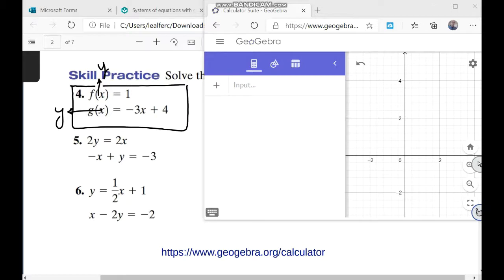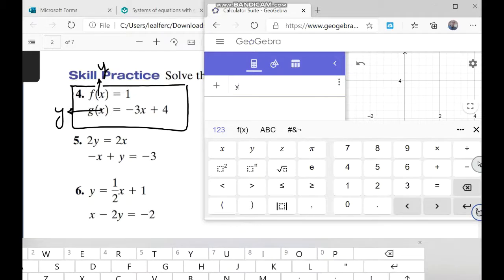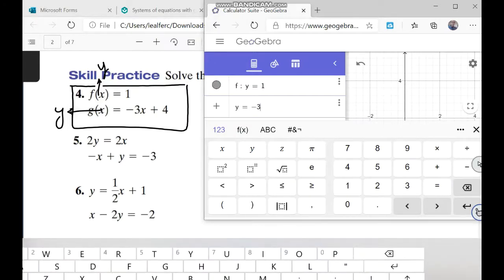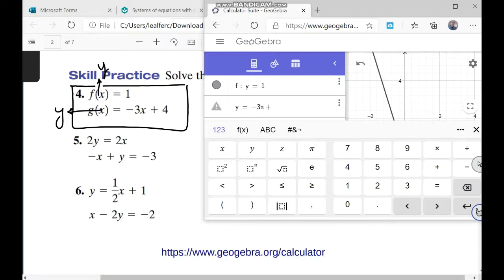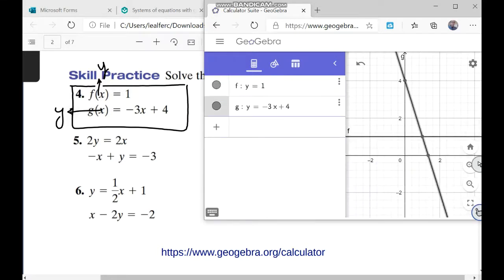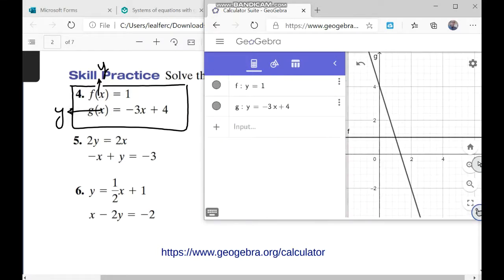Y equals 1. So type on the first line, the first equation. We have the first equation is y equals 1. Enter. And the next equation is y equals -3x plus 4. Check if it is right. Oh, great. Now see the graph. Let's put some colors. That makes it easier to visualize with colors. And we have the green, the blue, and the red.